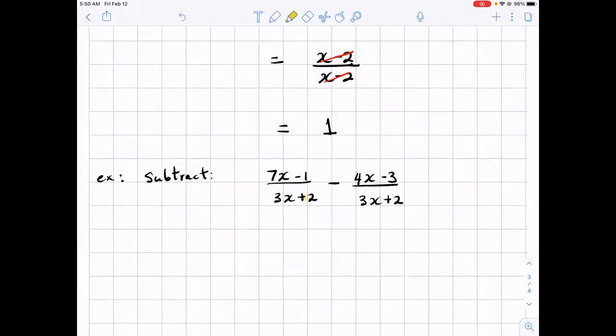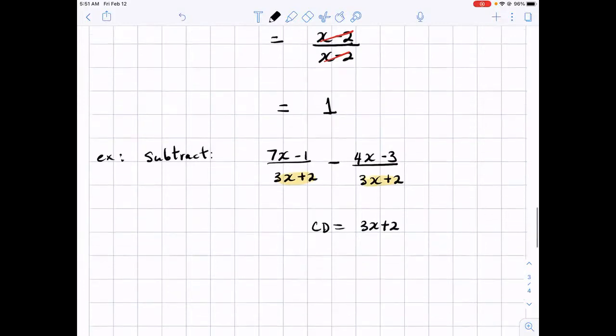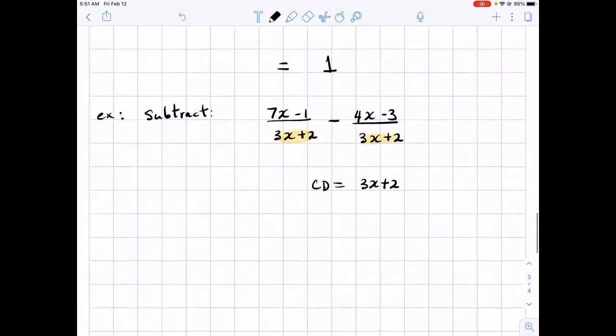So once again, notice my denominators are the same. So the common denominator is 3x plus 2. So if they have the common denominator, we just write 3x plus 2. And then we just add or subtract whatever that sign is here. So this will be 7x minus 1 minus 4x minus 3.